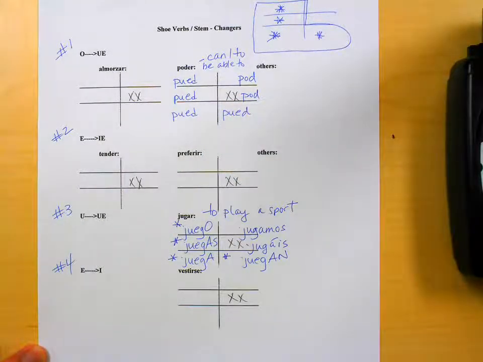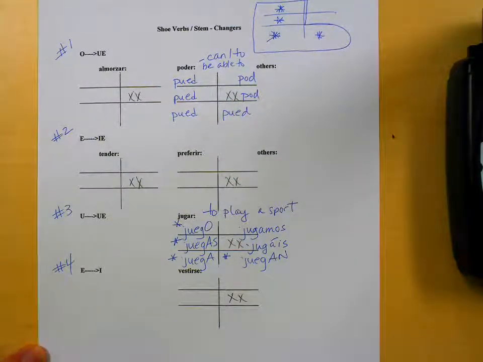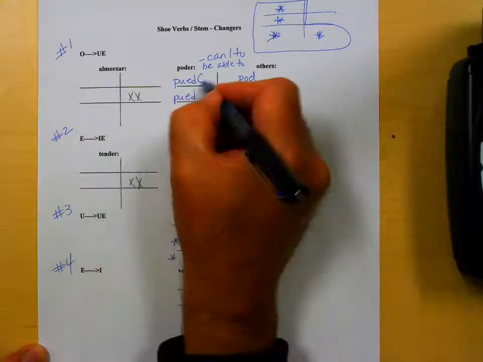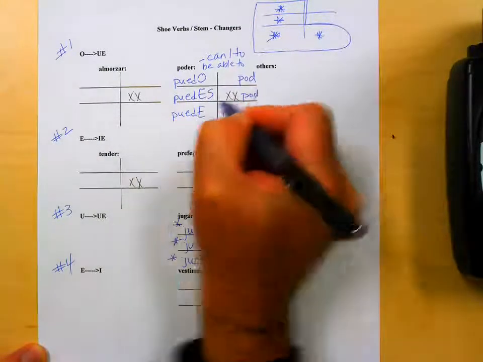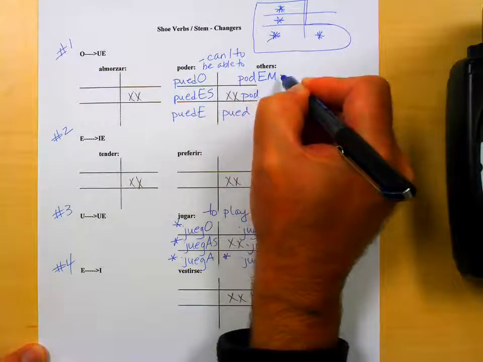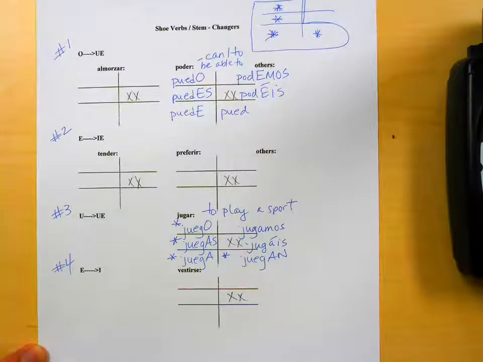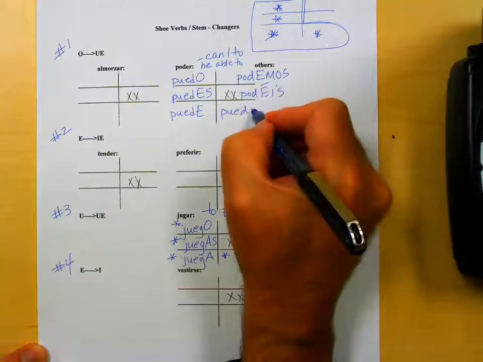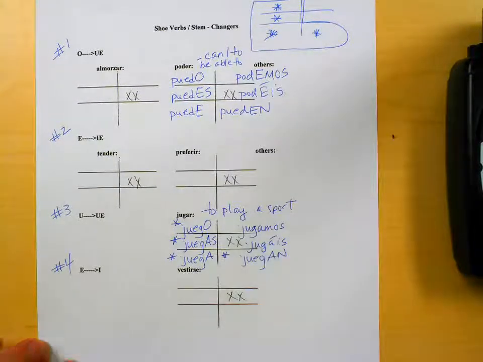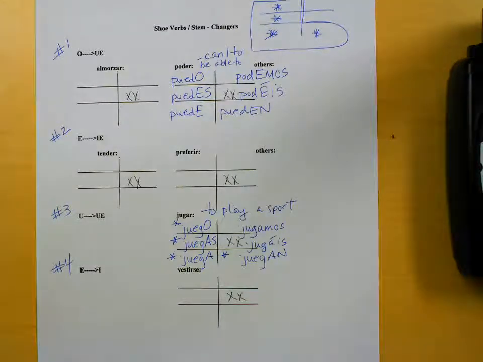You can keep it POD. And if you add your ER verb endings, you get puedo, puedes, puede, podemos, podéis, and pueden. So there's an example of a verb that changes from O to UE.